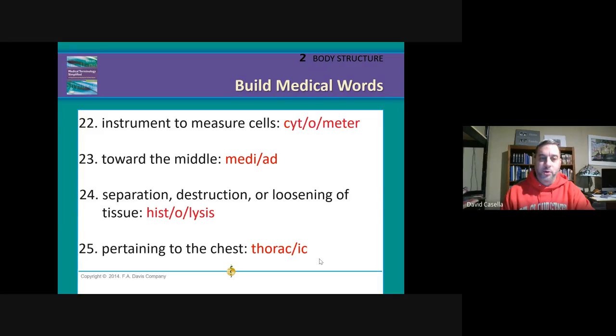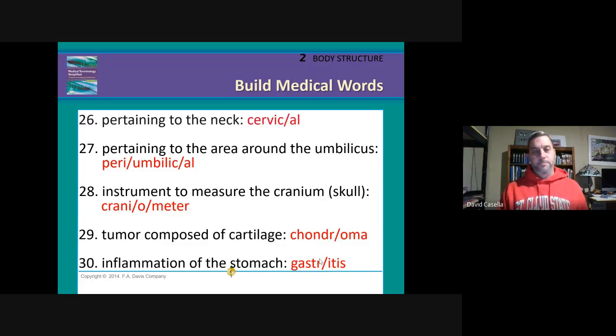Another example is building a medical word like cytometer, to measure the cell. Meter is an instrument. Cyto is cell. So we put the O in there to make the word pronounceable. And remember, with those rules of combining forms, if you don't know what I'm talking about, check chapter 1. It describes that in the lecture as well as the textbook. Mediad is toward the midline, and you can, again, just plug in. Once you know a root word, you can always know what it means and then add your suffixes or prefixes to qualify it a little bit. So there's a couple different phases of what you want to be memorizing.